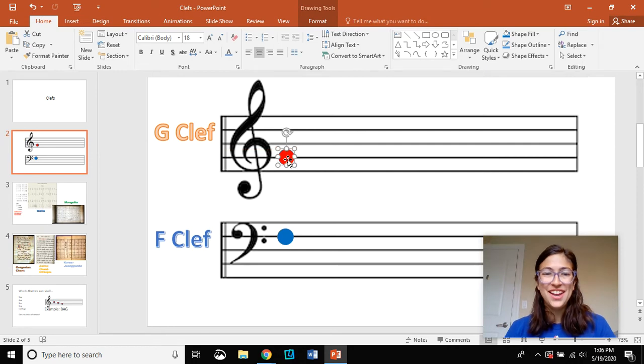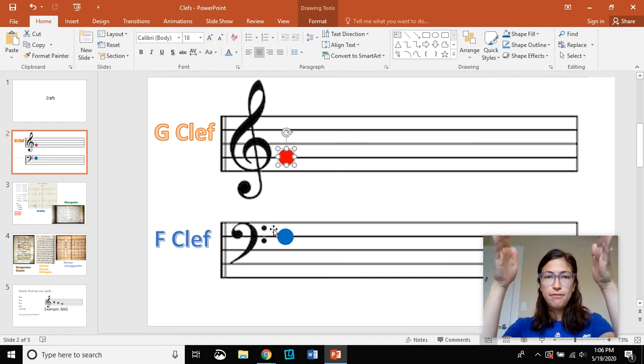Back to G. We also have the F clef, or the bass clef, for our low-pitched instruments. So some of you may already play an instrument that uses bass clef or F clef. So again, it just shows us these two dots are our big arrows saying this is F.